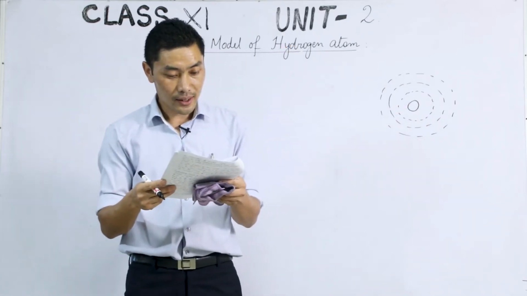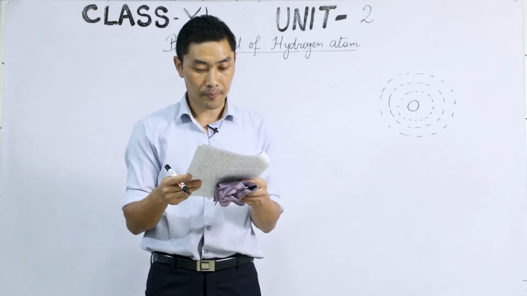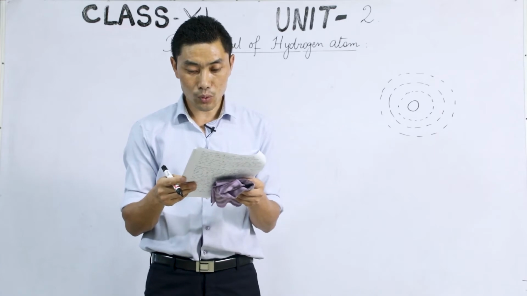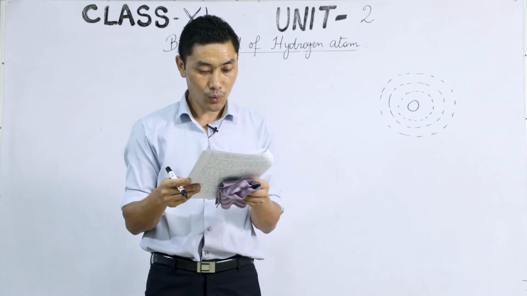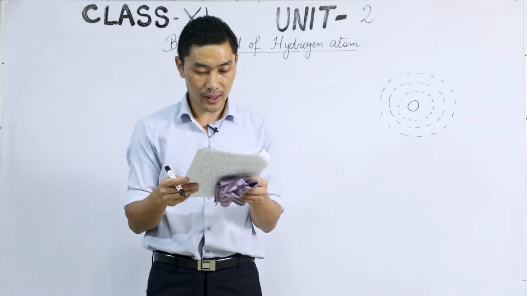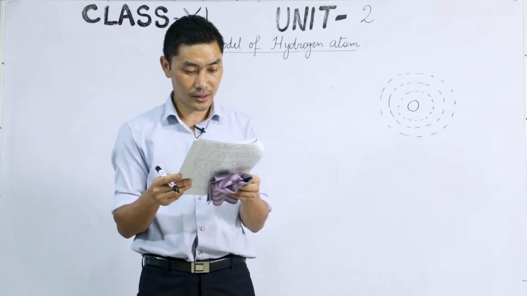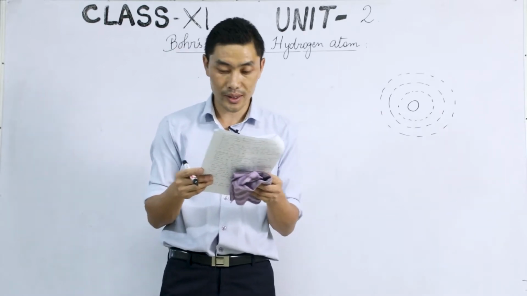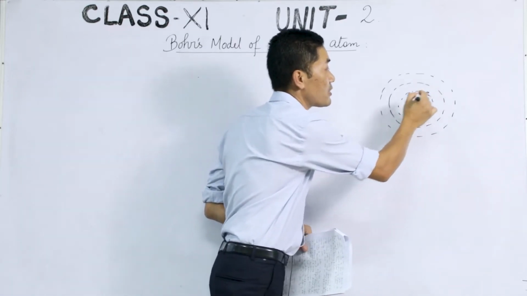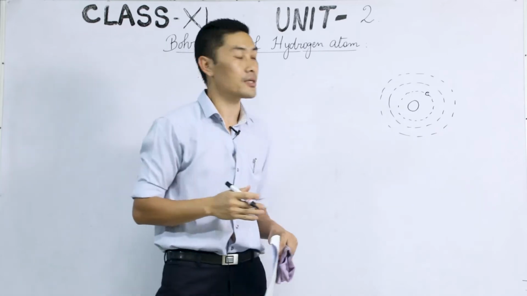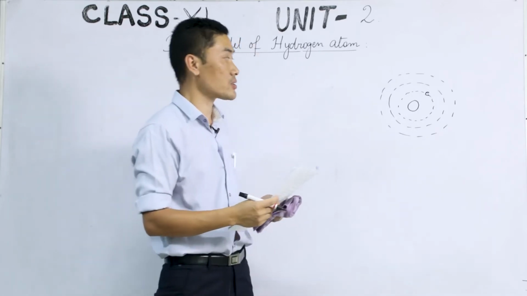The second postulate: energy of an electron in the orbit does not change with time. However, the electron will move from a lower stationary state to a higher stationary state when required amount of energy is absorbed by the electrons, or energy is emitted when electrons move from higher stationary state to lower stationary state. So, as long as the electron remains in its own orbit, it will not gain or lose energy. That means its energy will remain constant.